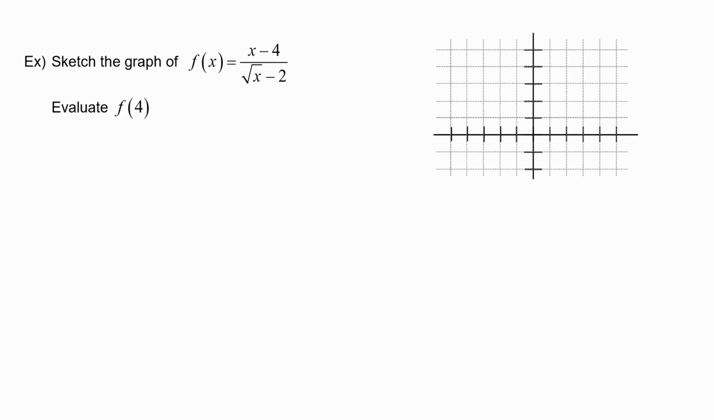In this example, we have to sketch the graph of f of x equals the quantity x minus 4 over the quantity radical x minus 2. Graphing this rational function might at first look a little complicated, but if we apply a little bit of algebra, we can make it quite easy to do.